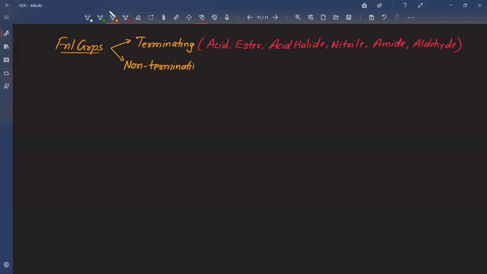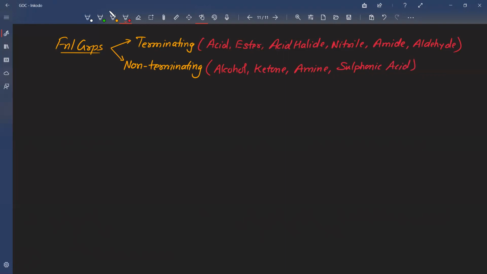And there are many non-terminating groups, and these groups are alcohol, ether, then you have ketone, amine, and you have sulfonic acid.